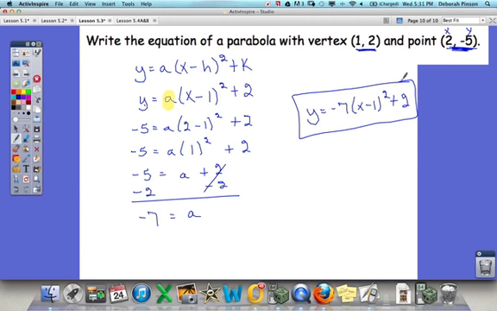Alright, so we're getting a little bit more into these quadratics. This is a chapter you really want to focus on because there's some hard topics in here.